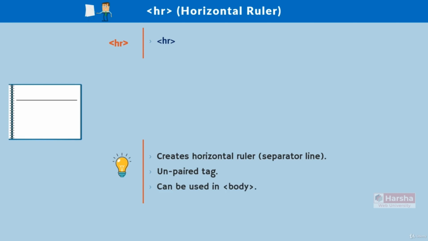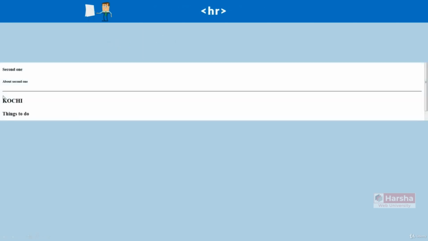HR tag can be used inside the body tag. Of course, the heading tags and paragraph tags also can be used inside the body, but not in head tag. For example, in our existing application, I would like to add a horizontal ruler for every city by using HR tag.